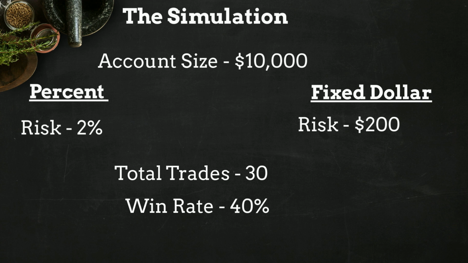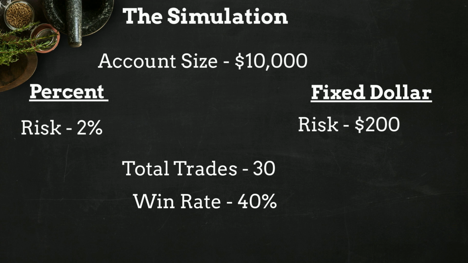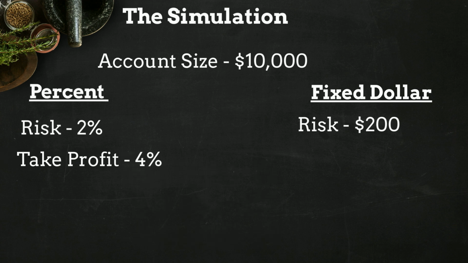In addition to that, in this particular model for both of them, we'll make sure that whenever they lose, they are losing what they've determined, the 2% or the $200, and whenever they are winning, they will win 2 times how much they are risking. So for the percent risk model, they will win 4%, 2% times 2, and for the fixed dollar method, they'll win $400, which is their $200 risk amount times 2.